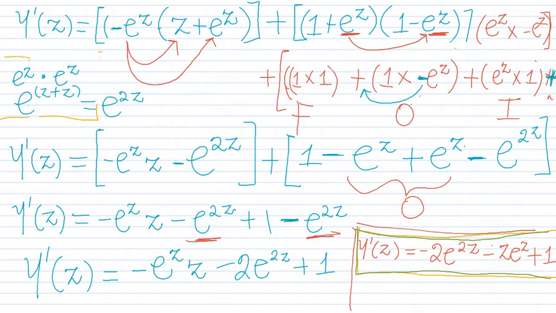So you multiply them up, which is what we've done here, and then you add them all up and then you get your answer. And we got our answer to be y prime equals negative 2e to the 2z minus z e to the z plus 1, and then your work is done.